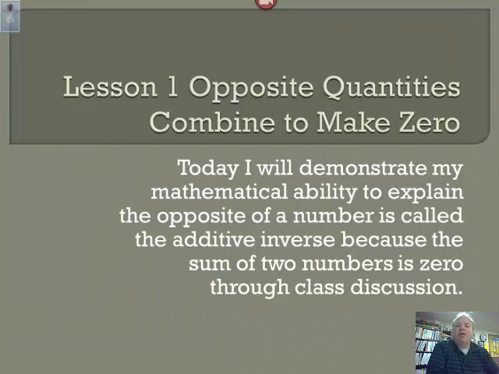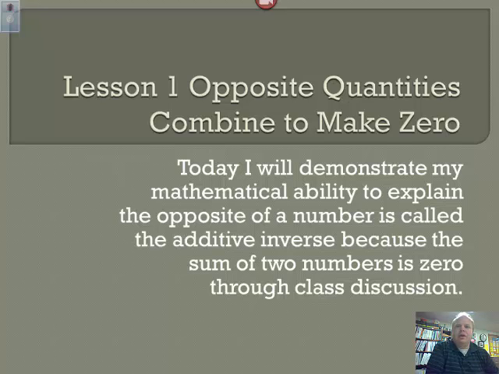Lesson 1 of our new unit is about opposite quantities, and when I combine them, I'm going to make 0. Your objective: today I will demonstrate my mathematical ability to explain the opposite of a number. It is called the additive inverse because the sum of two numbers is 0, through class discussion.